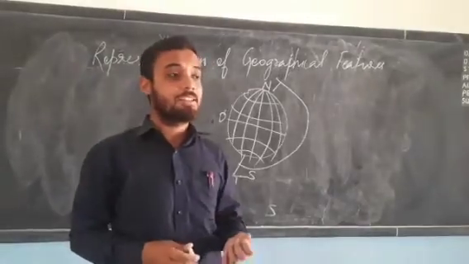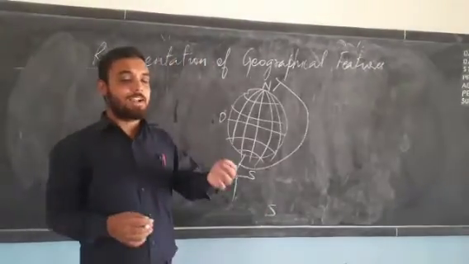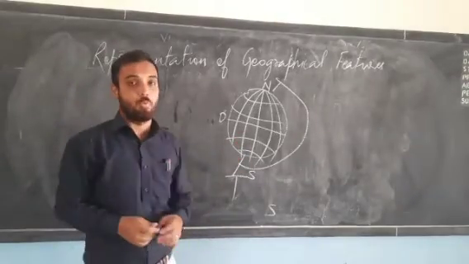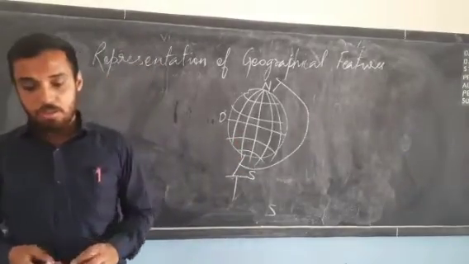Another demerit is that the small details of land masses, small towns or cities or roads can't be seen on a globe. Okay?